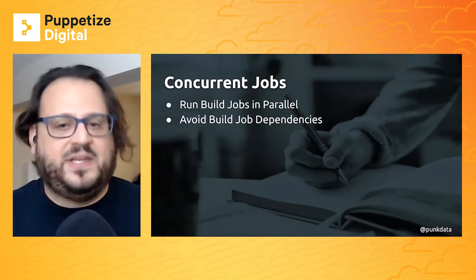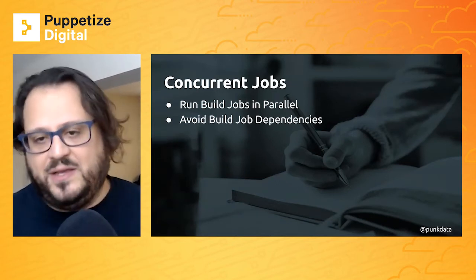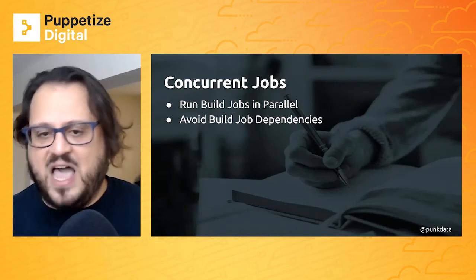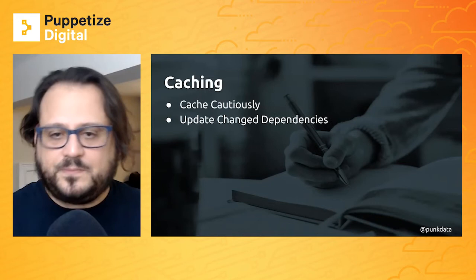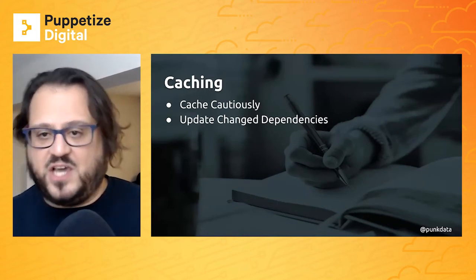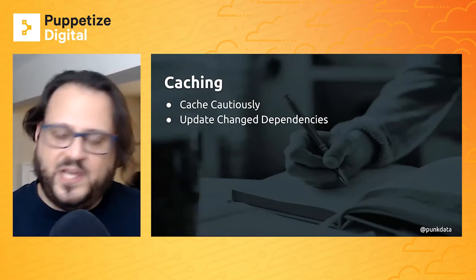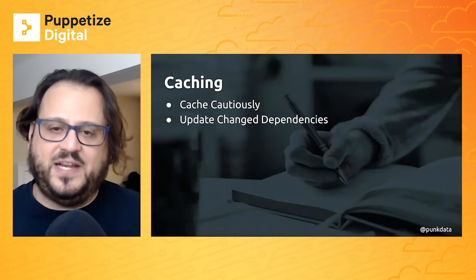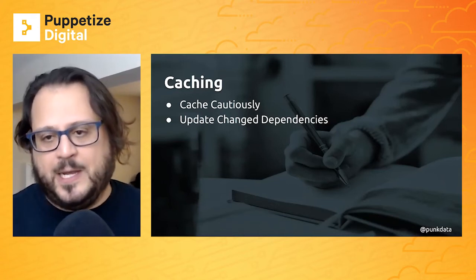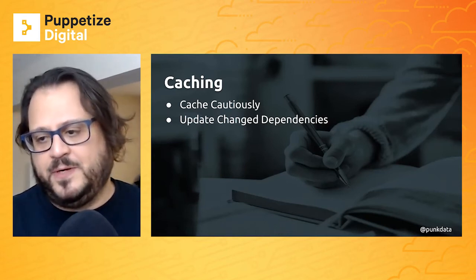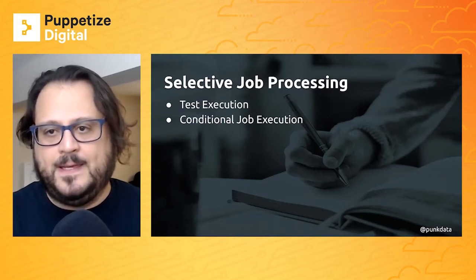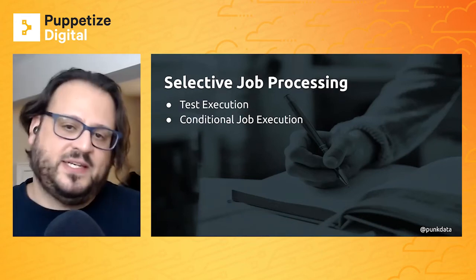Concurrent jobs, obviously try to avoid build job dependencies, right? Those are blockers that will slow you down in your build processes. And cache cautiously, right? Only update the things that need to be updated in your cache. And also, keep an eye on the size of your cache. That could also impact your build times.